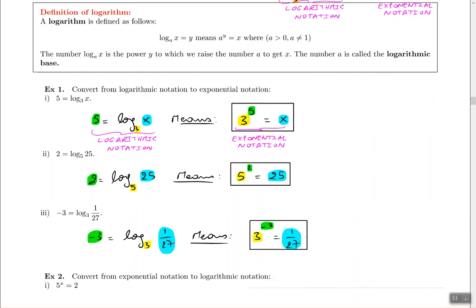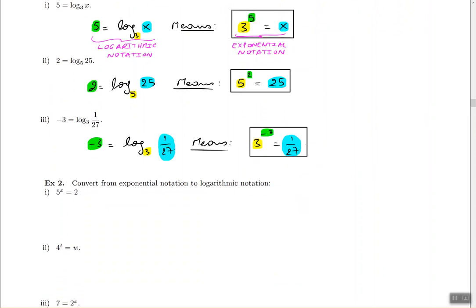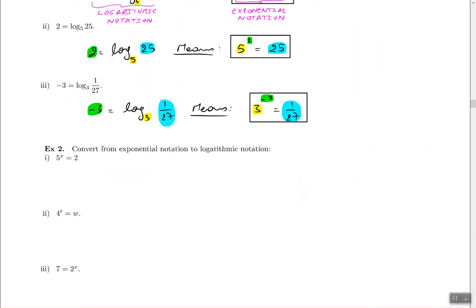Now in the next question, example 2, we're going to be going the opposite direction. We have the exponential notation and we want to write it in logarithmic notation. So now we have 5 to the power of x equal to 2 and we want to write it with logarithms. So again, I'm going to try to mimic what we did for the first one.